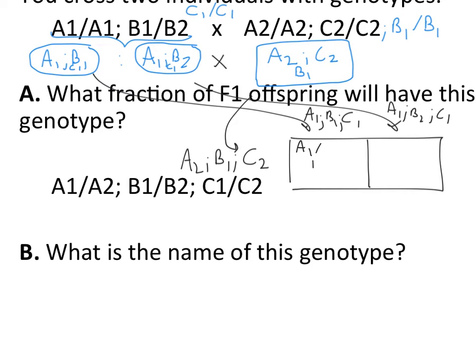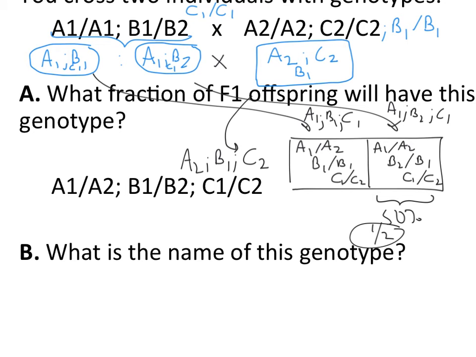So filling down. And then we fill across. And so when we're looking for the trihybrid genotype, that's only present in that cell, which is 50% or half fraction of the offspring. And as I said, this is a trihybrid genotype.